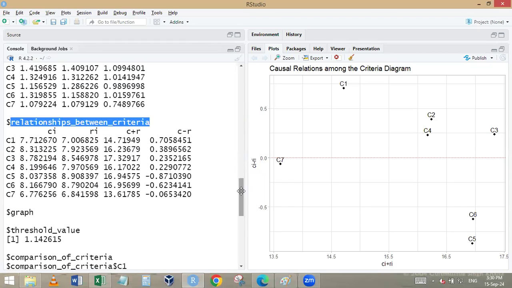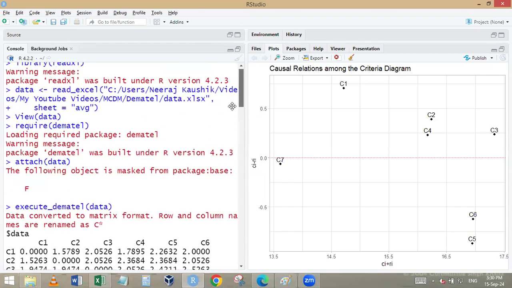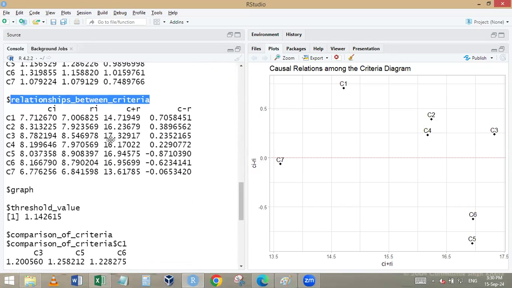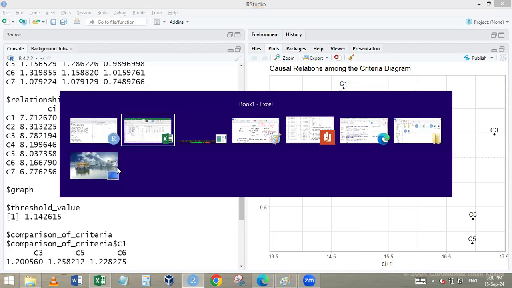The first two tables, the raw data and the initial normalized data, we skip. The next two are important to me. First, I am talking about this table, the relationship between the criteria. In it, C minus R gives me DV and IDV. Negative values are DV, positive are IDV. C plus R gives me importance. Just in order of their importance, I have done the rank.